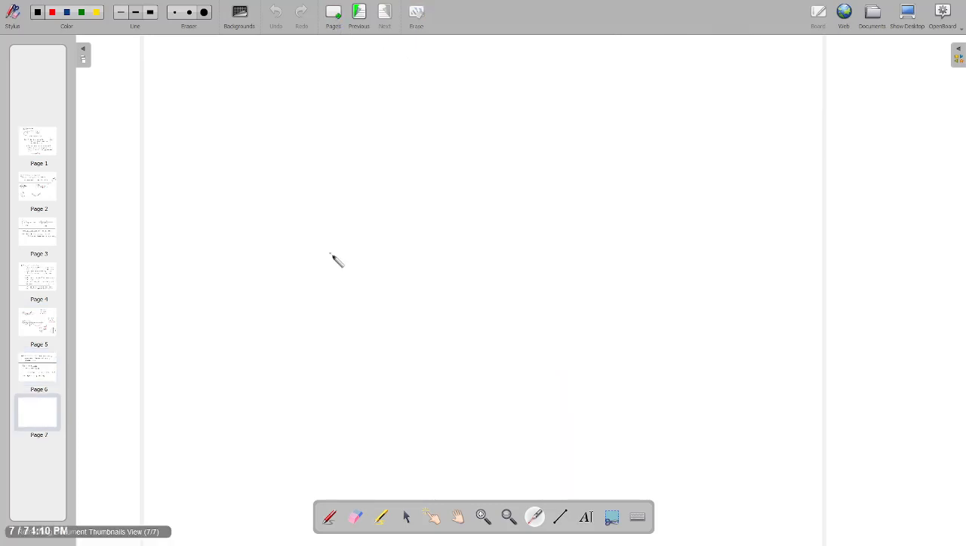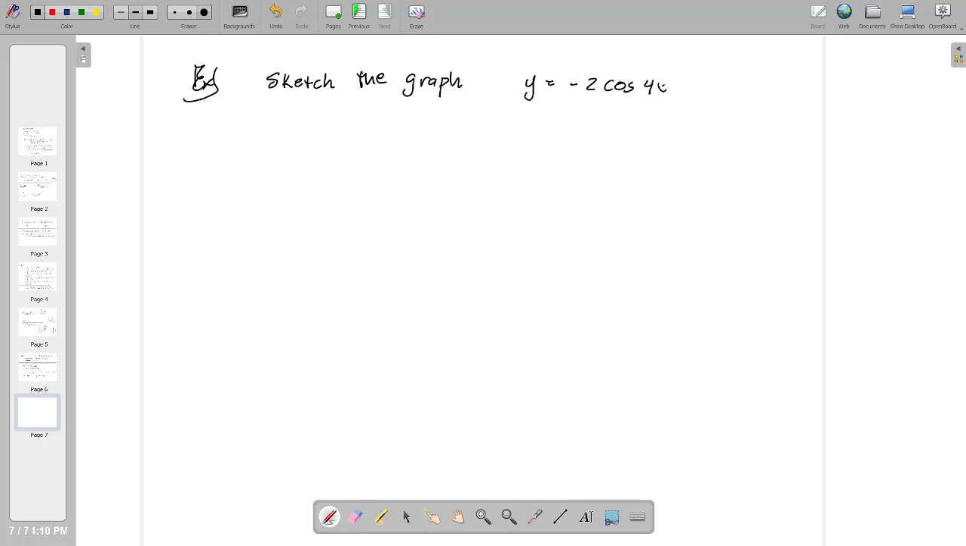Let's go ahead and graph one now. Let's do an example here. Sketch the graph of y equals -2 cosine 4x. All right, so first things first, what I want to do is find the period and the amplitude.